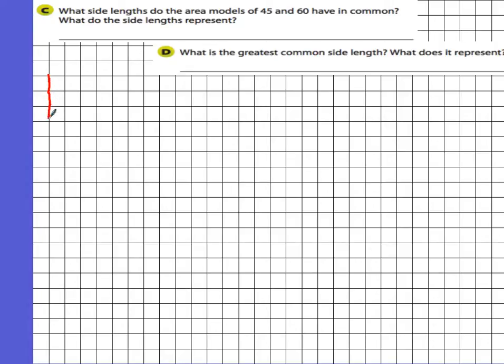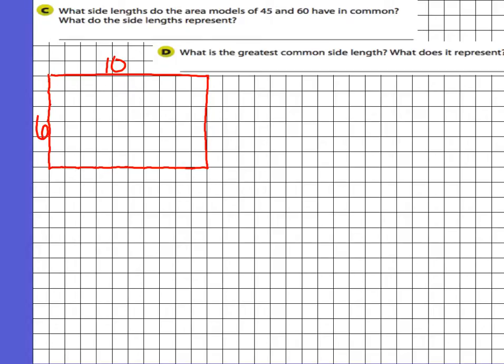1, 2, 3, 4, 5, 6. 1, 2, 3, 4, 5, 6, 7, 8, 9, 10. Okay, is it divisible by 7? No. Is it divisible by 8? No. Is it divisible by 9? No. And now we're all the way back to 10.